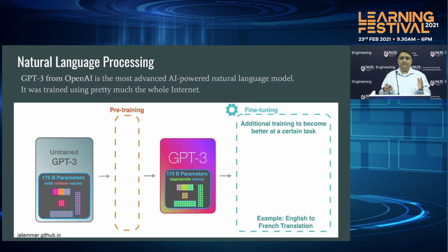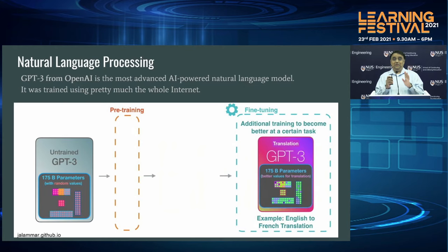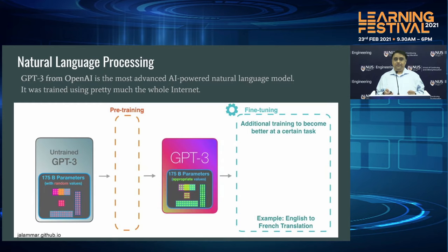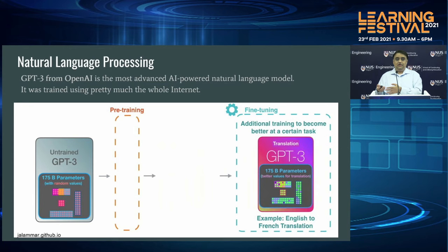All right. The third example I want to give you that's kind of phenomenal, mind-blowing, if you don't mind me saying, is in the field of natural language processing. In June of last year, OpenAI, which is an institute that does intense research in artificial intelligence, released a language model called GPT-3. There was GPT-1, GPT-2, now we have GPT-3, and this is the most advanced language model known to date.